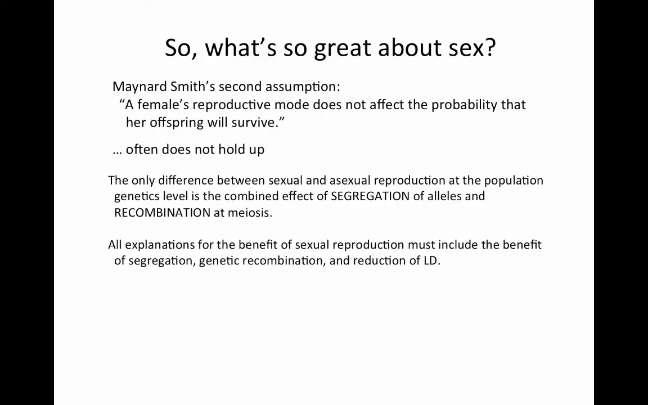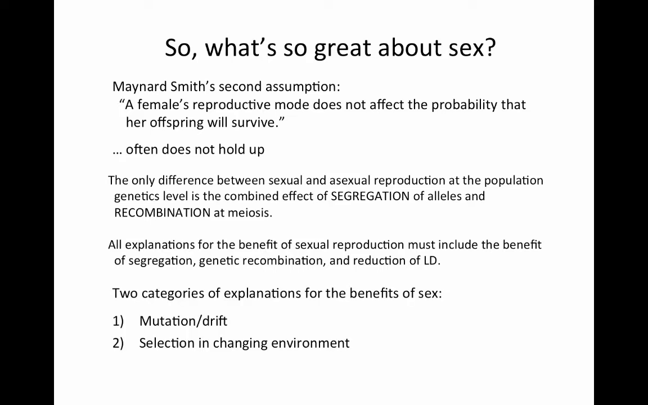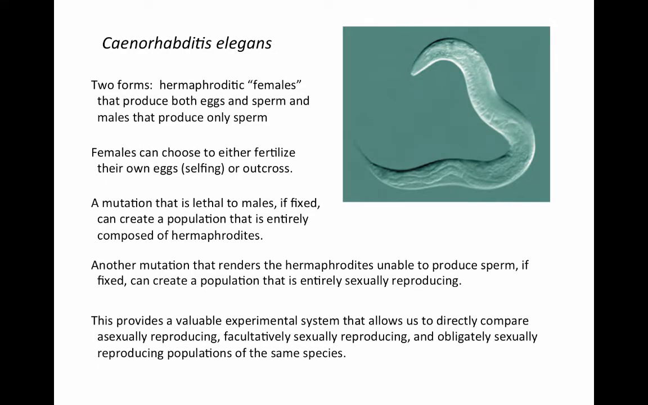So we have several different kinds of explanations for the benefit of sexual reproduction, and they all include some explanation of the benefit of segregation of alleles, genetic recombination, and reduction of linkage disequilibrium. So let's first look at a model system that's going to help us to examine these two different categories of explanations for the benefit of sex. One of them is a mutation and drift model, and the other one involves selection in a changing environment. And our model system that's going to help us to understand this is a nematode, a roundworm, called Caenorhabditis elegans.